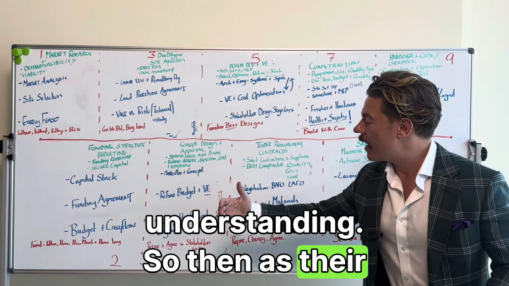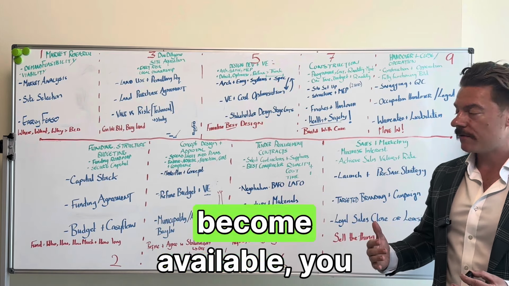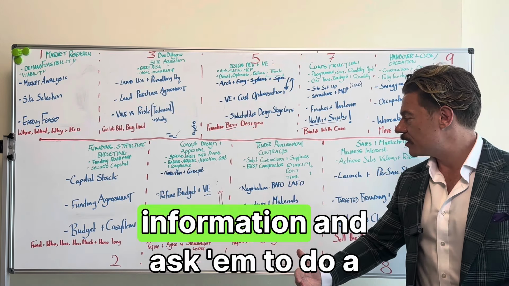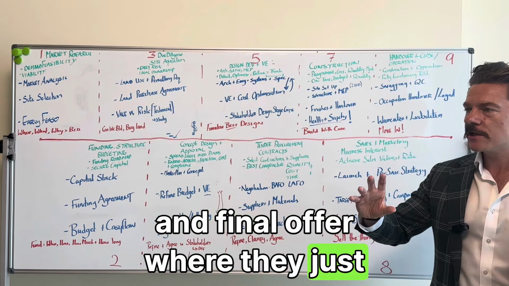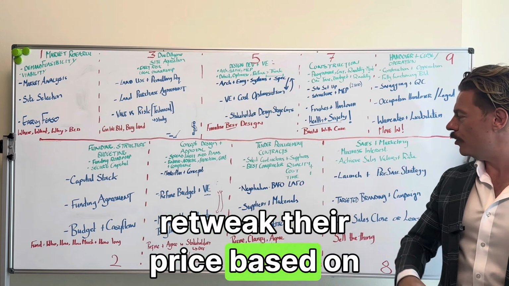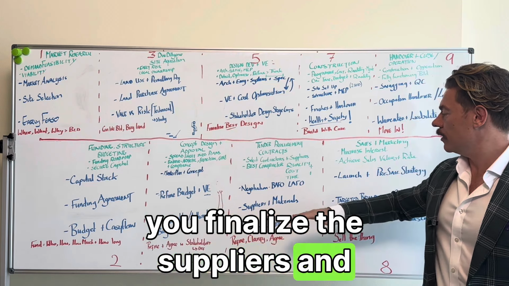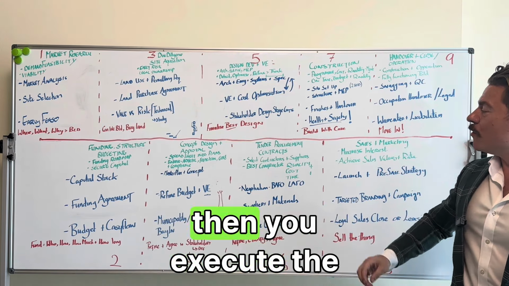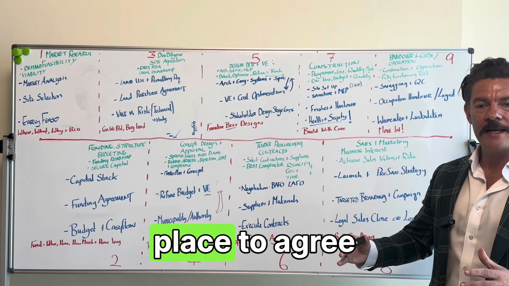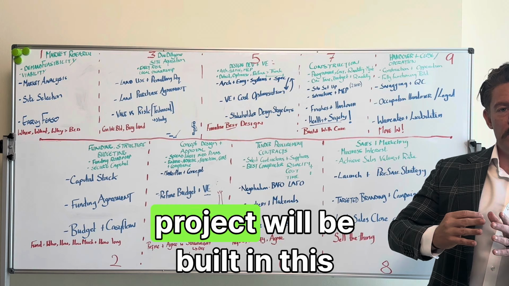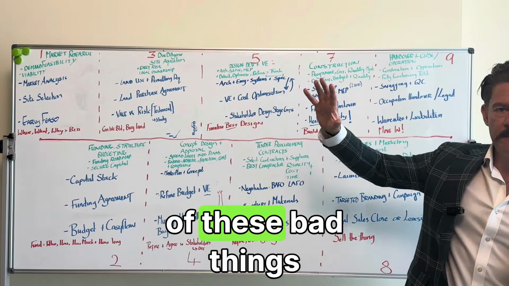So then as their prices come in, if more detail and more information has become available, you then give them that information and ask them to do a best and final offer or a last and final offer where they just retweak their price based on new information. And this is really where you finalize the suppliers and the material selection, and then you execute the contract. You actually put the main general contract in place to agree the project will be built in this amount of time for this amount of budget, subject to none of these bad things happening.